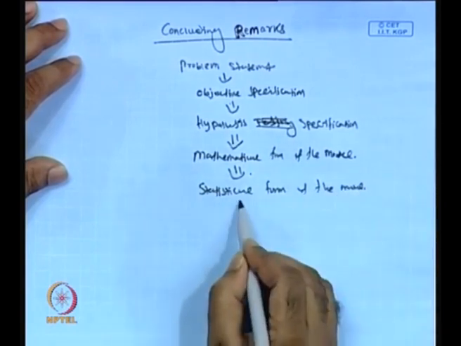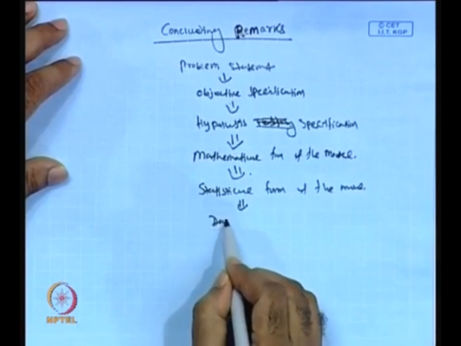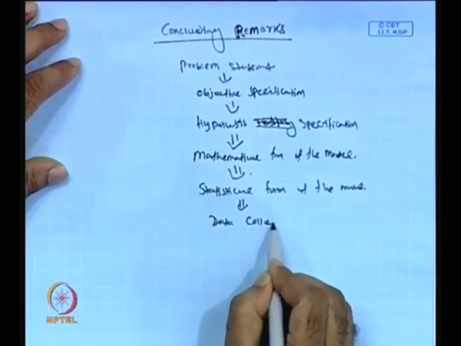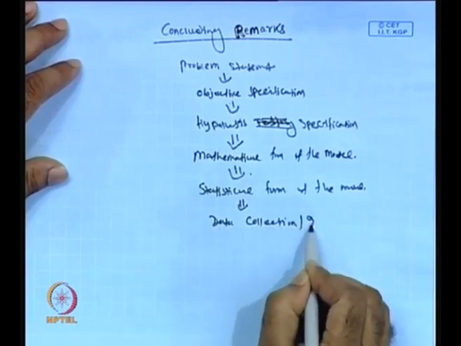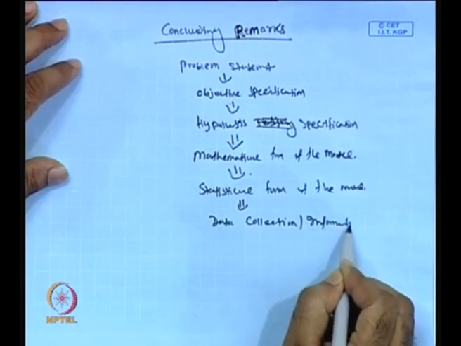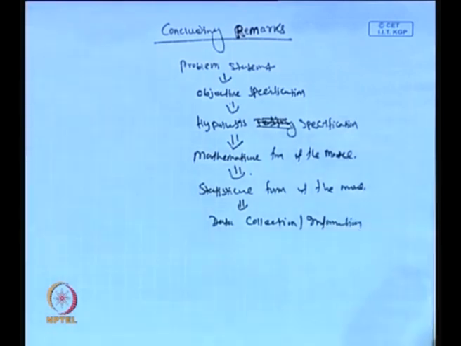Then it has to be followed by data collection, or you can say information. Once you have a problem, you have to specify a particular objective or many objectives. It may be single, it may be multiple objectives. Corresponding to the objective you have to formulate the hypothesis.